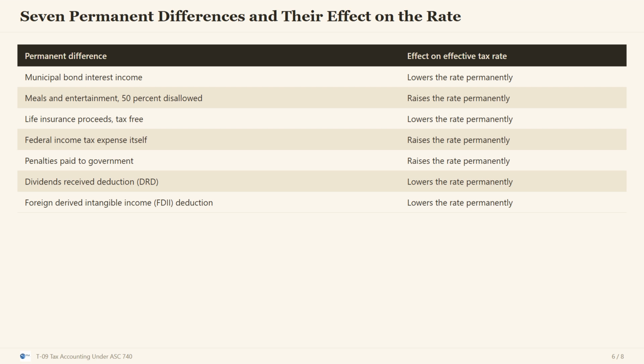On the other side, meals and entertainment that are 50% disallowed raise the rate, because the book expense exceeds what is deductible for tax. Federal income tax expense itself is deducted for book purposes but never deductible for federal tax, and penalties paid to the government are booked as an expense but are never deductible either, so both of those raise the rate permanently as well.